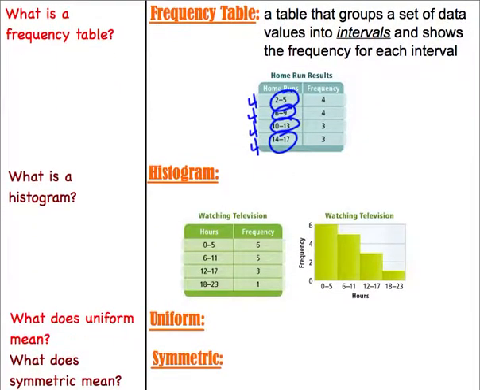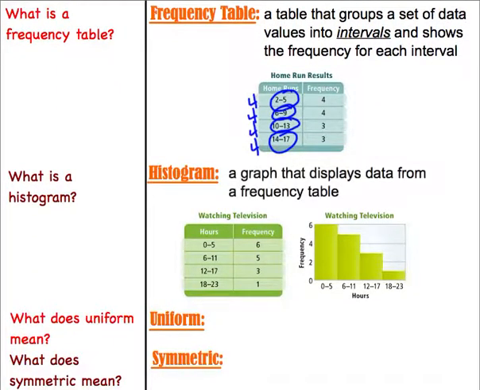Now a histogram is the graph that displays data from a frequency table. So I have here a frequency table about the number of hours of watching television and the histogram that matches. Notice we created this table with intervals of 0 to 5, 6 to 11, 12 to 17, 18 to 23, all of size 6. And then the frequencies, and then matched it in the intervals.